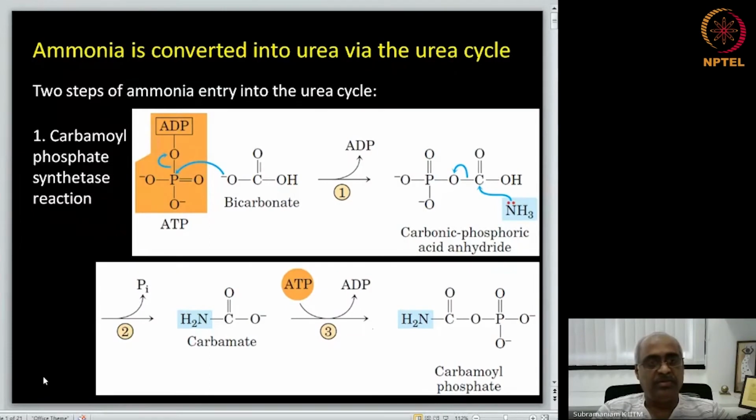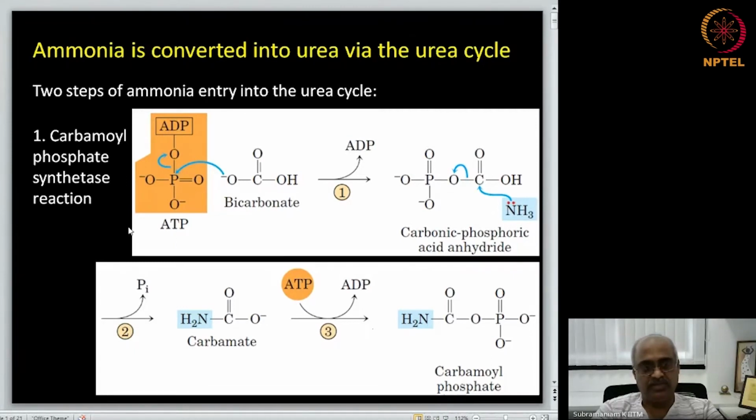So today what we are going to do is look at how this ammonia is excreted. As we have already discussed, ammonia is toxic and needs to be excreted immediately. The process by which it's excreted in mammals like us is via the urea cycle, and the urea cycle is the only way of nitrogen excretion that we are going to learn in this course. There are two steps by which ammonia enters this cycle.